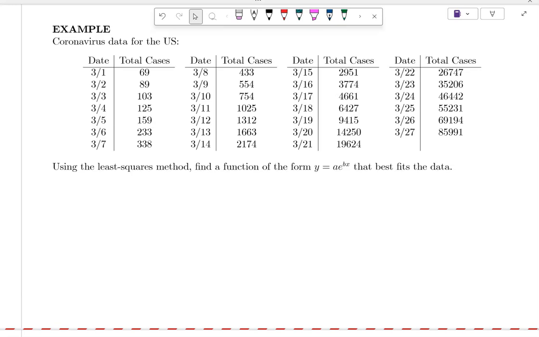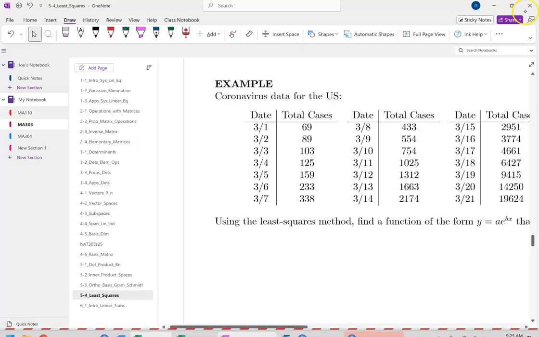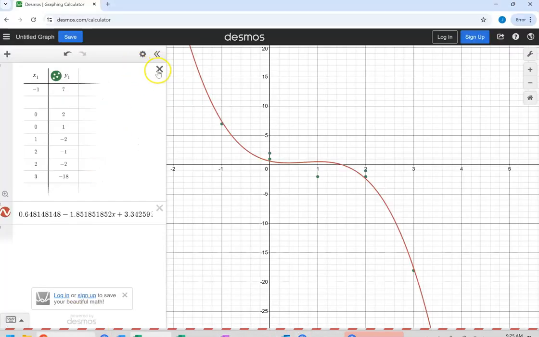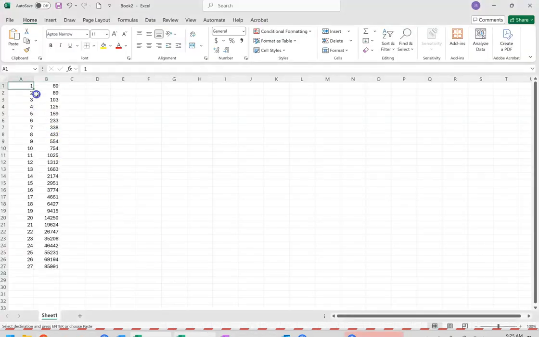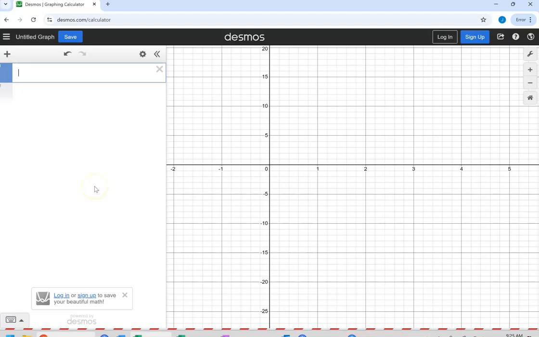What I'm interested in, though, is how do we use this least squares method to fit this data using an exponential function? Why might I want an exponential function? Well, let me do this exact same thing I just did a minute ago with Desmos and plot the points. So go back over to Desmos and let's clear this off here. I'm going to go grab the points. I already got them typed into Excel here. Let's go back and plot these points.